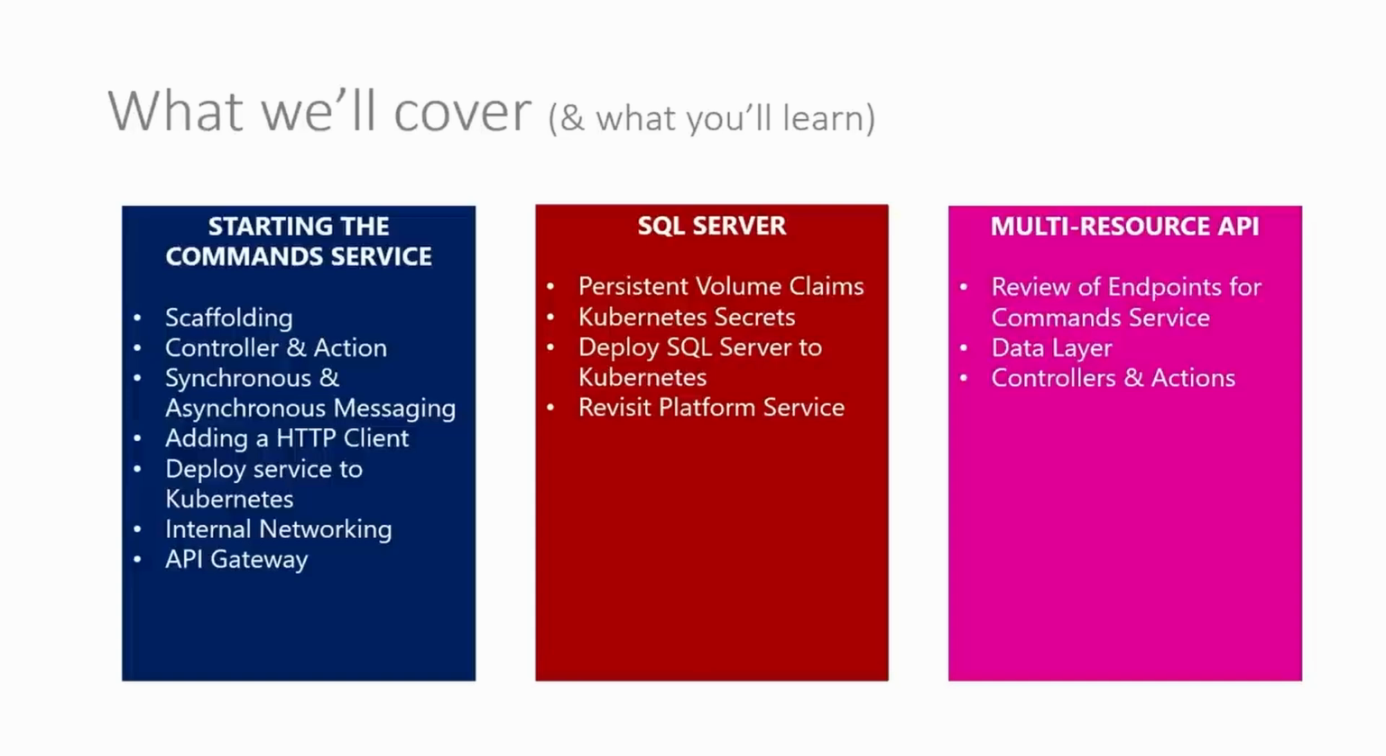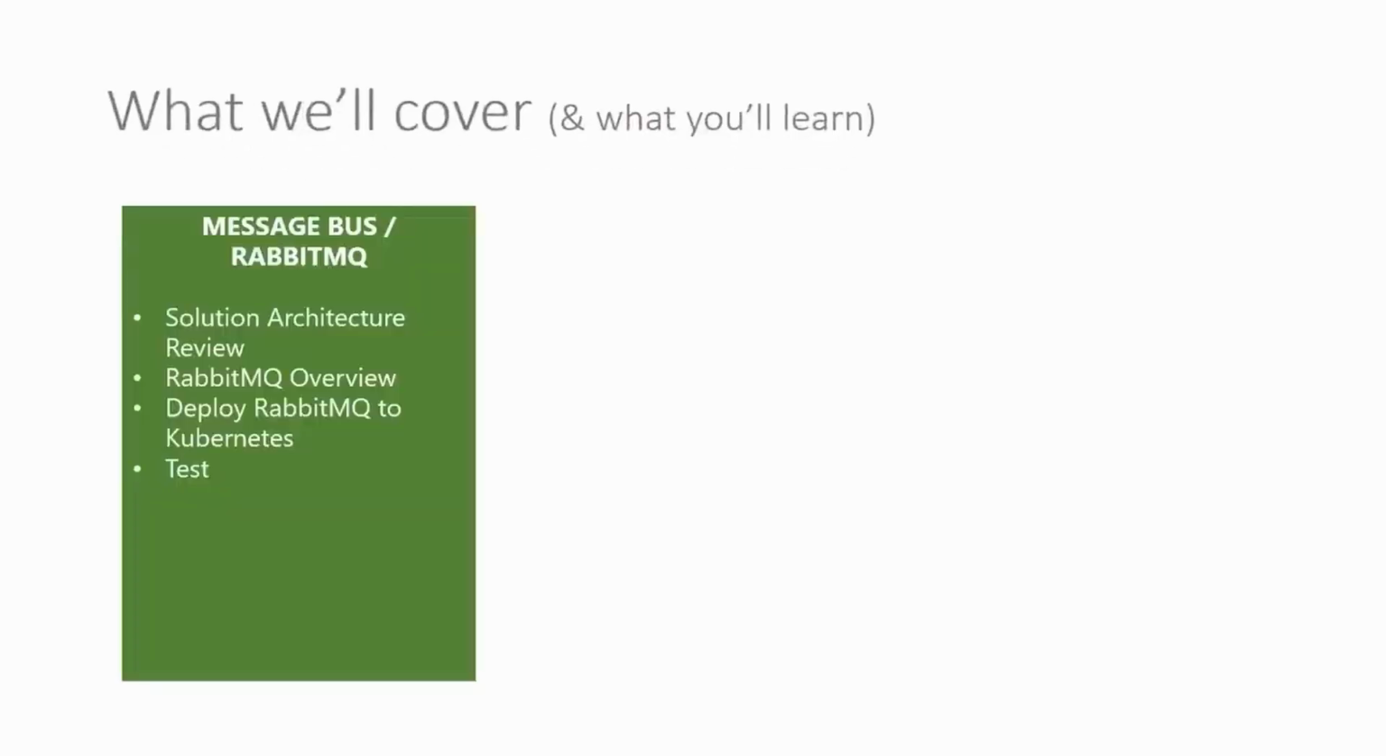So we review all our endpoints for our command service, we build out our data layer, and then we finish off our controllers and actions. That looks like a short section, but it's actually quite a long section. Part 7, we then look at our message bus, which is RabbitMQ in this case. So we do a review of our solution architecture. We give an overview of what RabbitMQ is. We deploy RabbitMQ to Kubernetes and we test it.